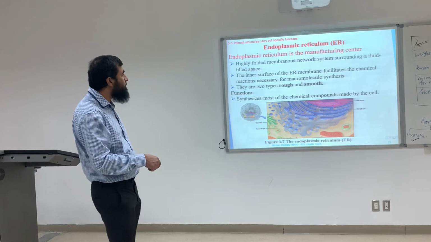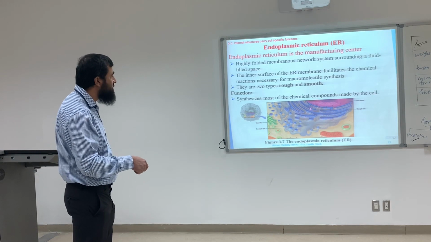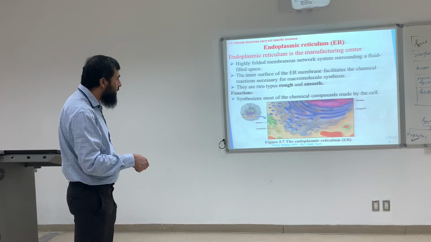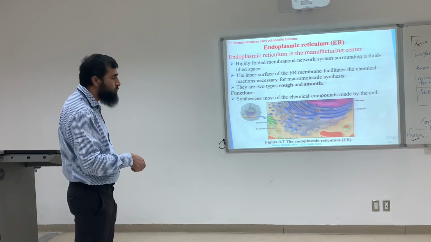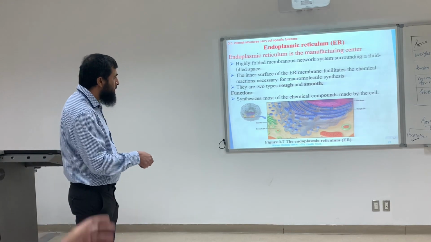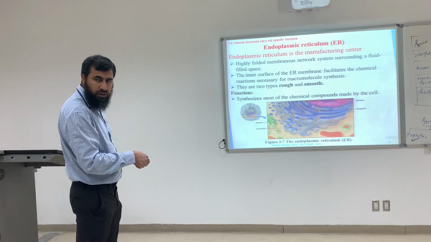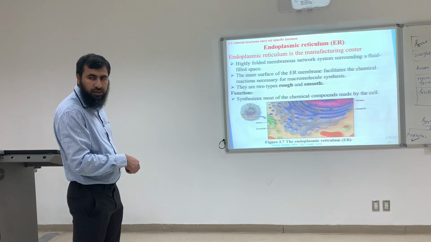The endoplasmic reticulum is made up of these folds. You see this? With a fluid-filled space inside it. So inside this we find fluid, okay? We have two types. We have the rough, which has the ribosomes, and we have the smooth, which has no ribosomes. These ones make protein, these ones make lipids, okay?